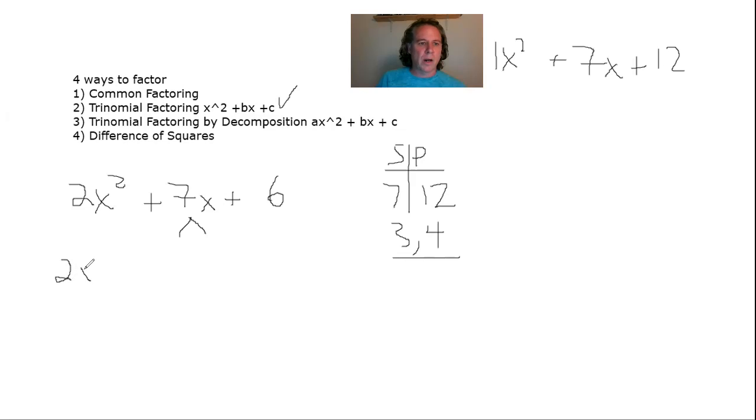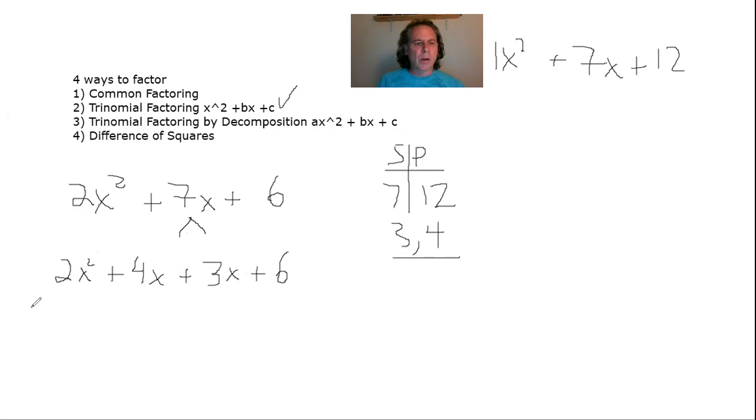So 2x squared. I've got to decompose that 7 into 3 plus 4. I'm going to write the 4x first because the 4 goes nicely with the 2, and then the plus 3x second, and the 3 goes nicely with the 6. So I haven't changed the expression. I've just split up that 7x into 4x and 3x.